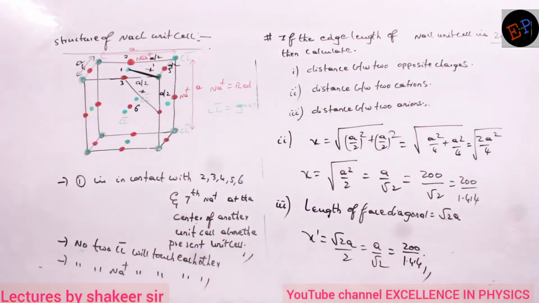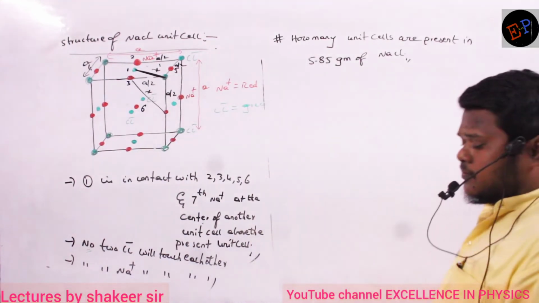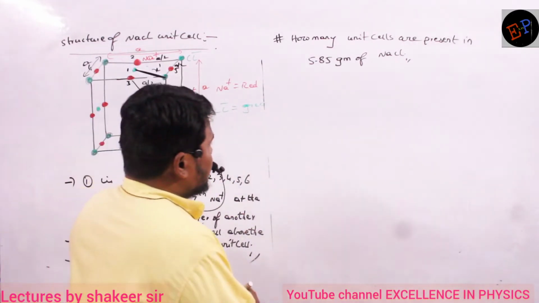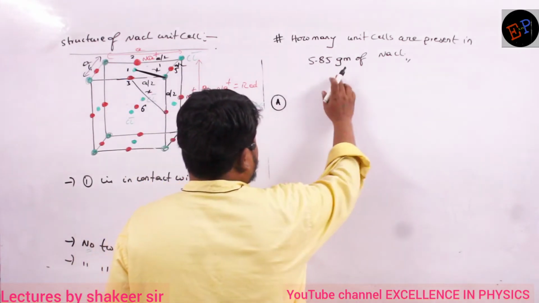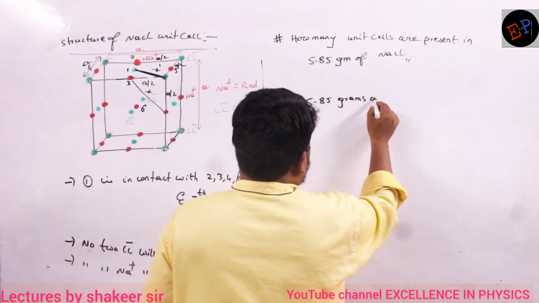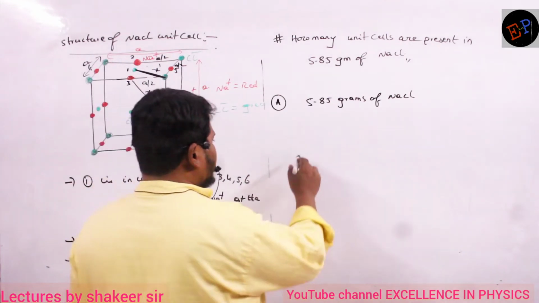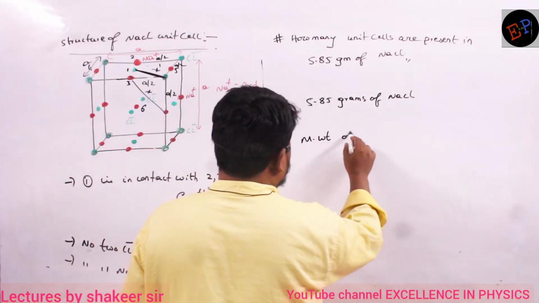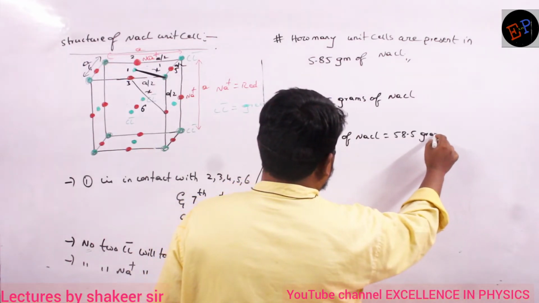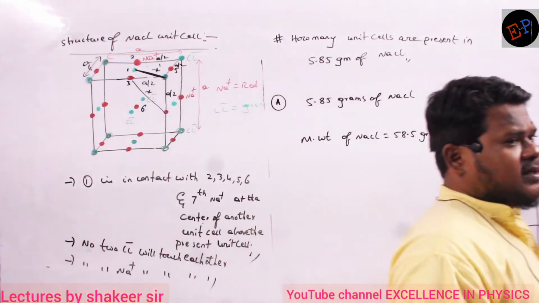Same also. Question: how many unit cells are present in 5.85 grams of NaCl? So how much mass of NaCl is taken? 5.85 grams of NaCl is taken. Are you able to understand? So what is the molecular weight of NaCl? It is 58.5 grams. The molecular weight of NaCl is approximately 58.5 grams.